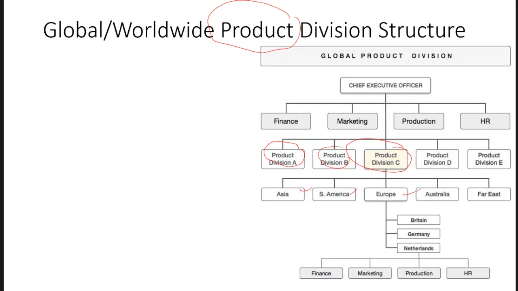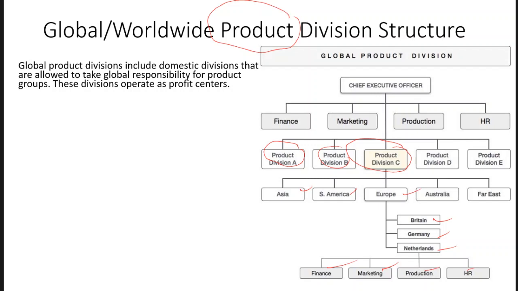For example, here in Asia, America, Europe. Europe will be divided within each country again, and then within each country there will be individual divisions like finance, marketing, production, and human resource. So these global product divisions include domestic divisions that are allowed to take global responsibility for product groups. These divisions operate as profit centers. So the profit centers are about the product.